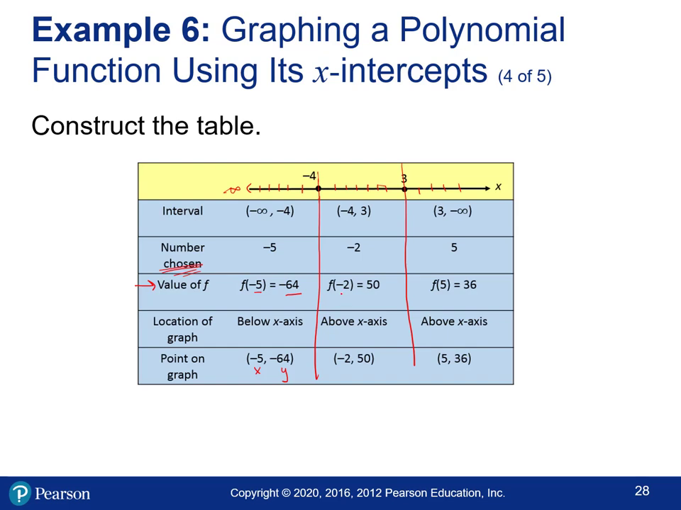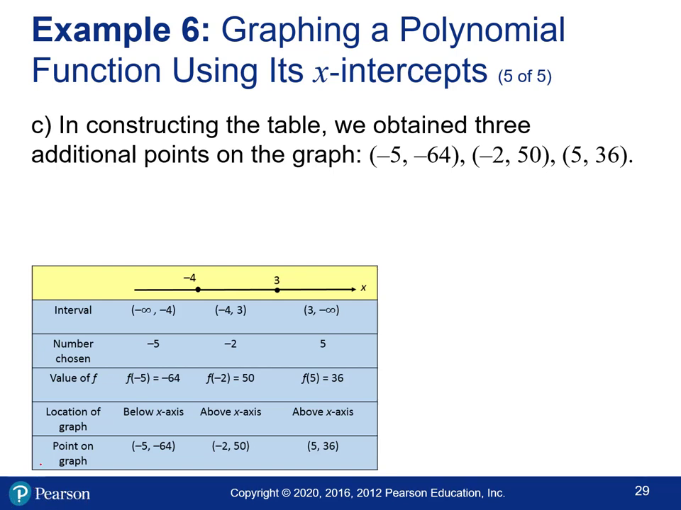If you plug in negative 2 into your function, you're going to get out 50. And then that point's on your graph. And then if you plug in 5 into your function, 5 comma 36 is on your graph as well. And so the location in the graph is just set: if your y value is negative, you are below the x-axis. And if your y value is positive, then you're above the x-axis.